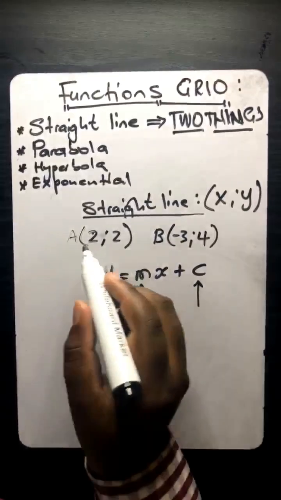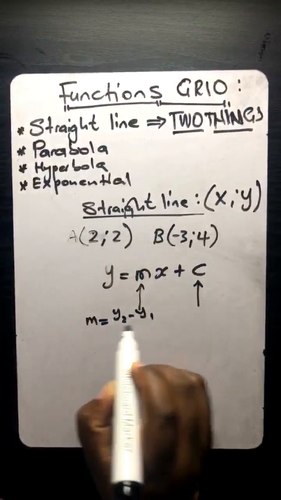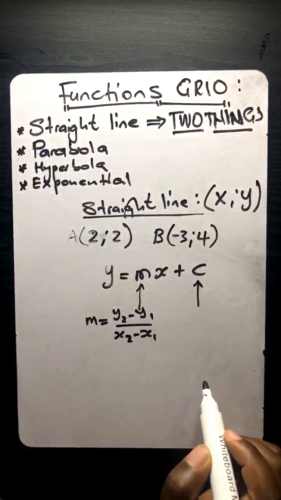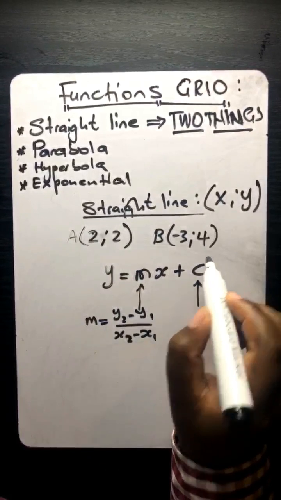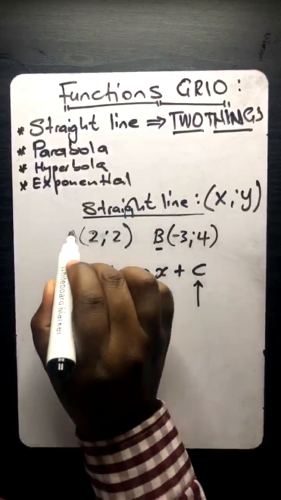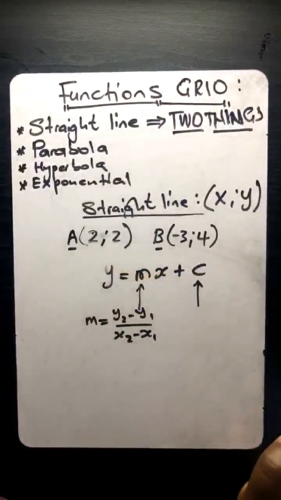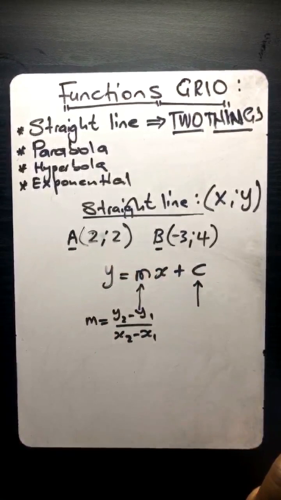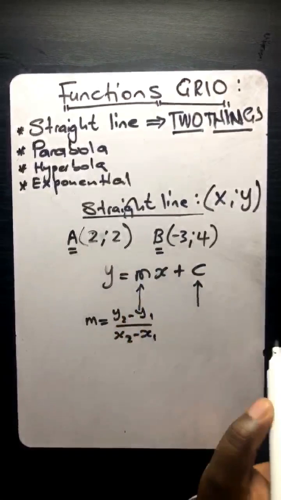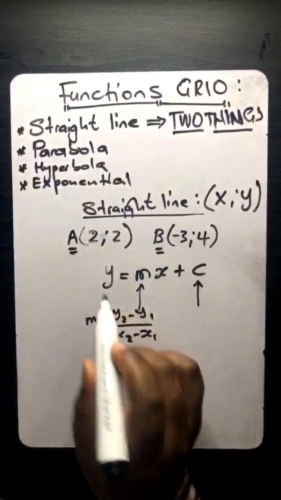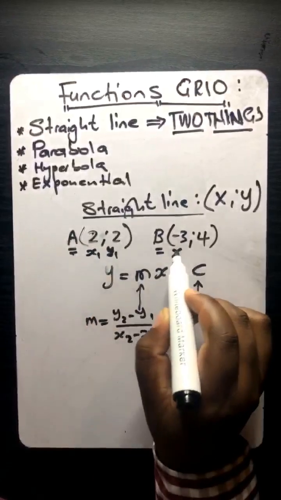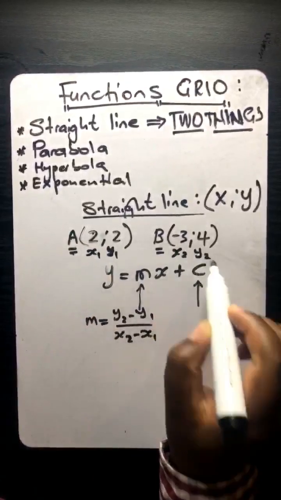So obviously it is y2 minus y1 over x2 minus x1. Then you ask yourself this question: between A and B, which one are you going to regard as your y2, which one as your y1? I used to say, between letter A and B, which one comes first? A comes first. That is why you say this is your x first, and this is your y first. That means this is going to be your x2, this is going to be your y2.